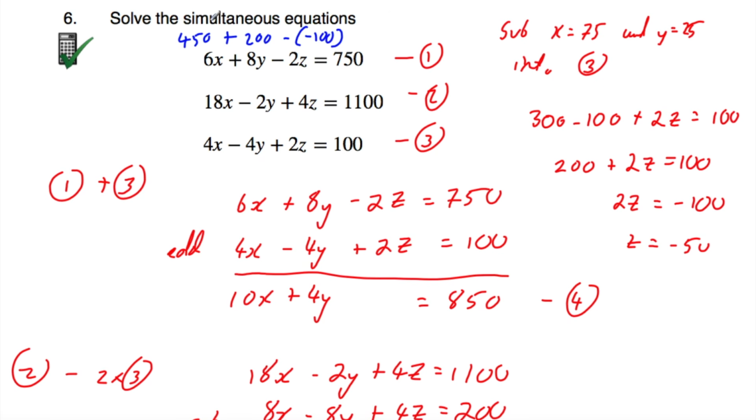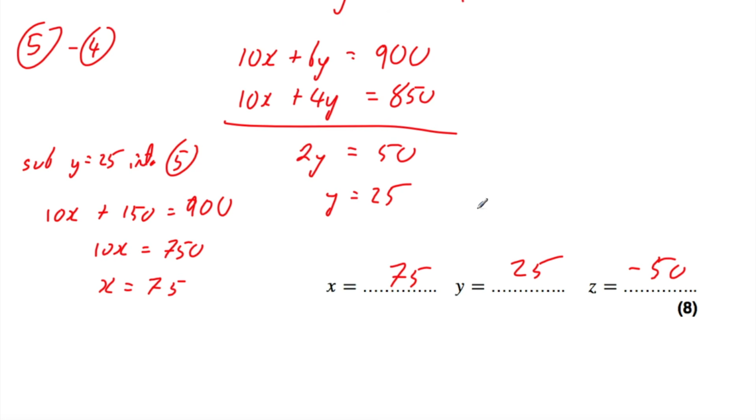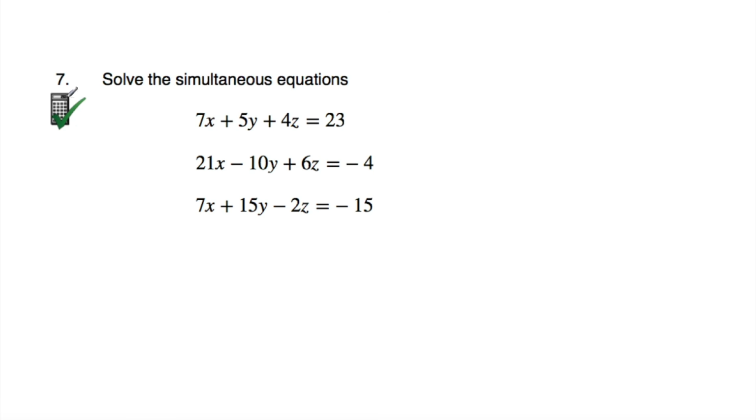So 450 plus 200 is 650, minus minus 100 means add another 100 on, which is 750. So we get 750 equals 750, so we know we're right. And that's our answer, that x equals 75, y is equal to 25, and z is equal to negative 50. And that's it. Okay, let's have a look at question number 7.